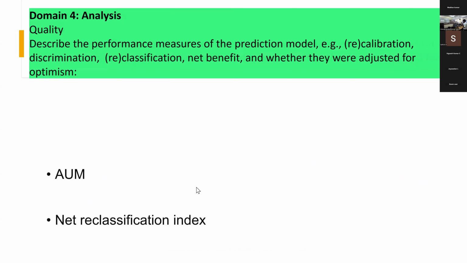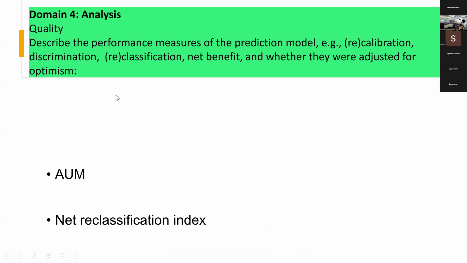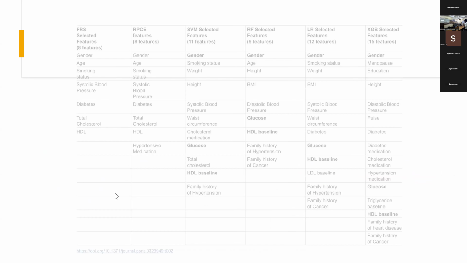So coming to the fourth domain of analysis, describe the performance measures of the prediction model in terms of discrimination and calibration indexes. In our study, the calibration and discrimination indexes they used are only the area under the curve and the net reclassification index. They have not used the other discrimination and calibration indexes that we had seen initially before critically appraising the study.